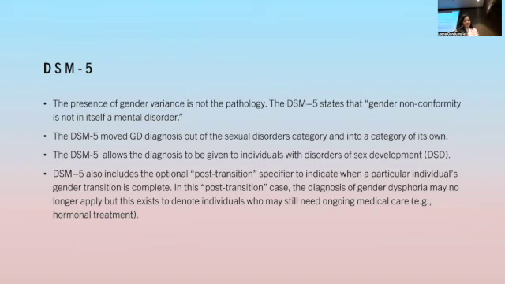The DSM-5 also includes an optional post-transition specifier to indicate when a particular person's transition is complete. And in this post-transition scenario, the diagnosis of gender dysphoria may not apply any longer because they may not be dysphoric since they've transitioned, but it does exist so that these people can get ongoing medical care, like ongoing hormonal treatment.